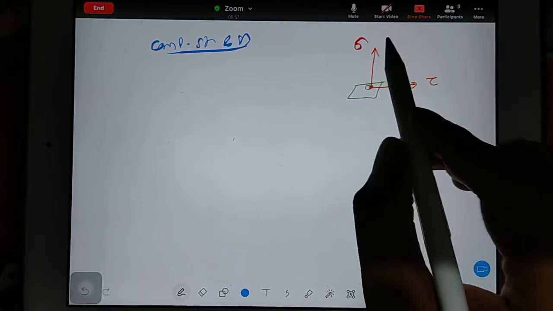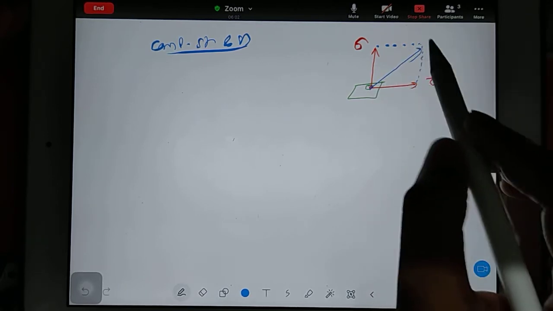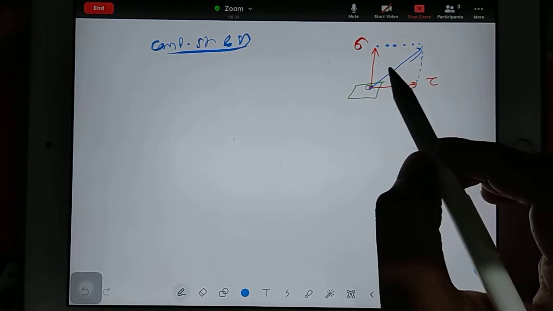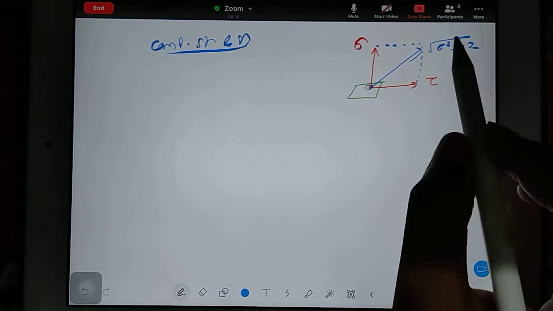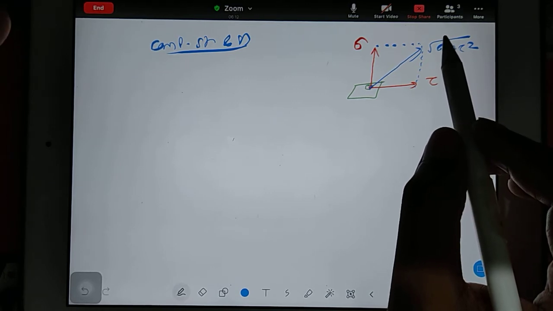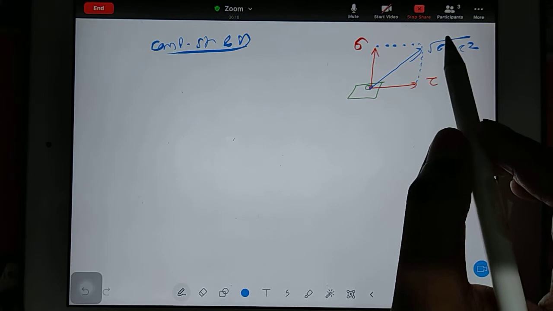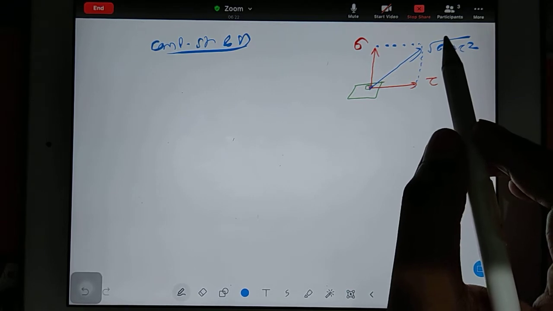So resultant stress you can calculate by using the parallelogram method like this. This is nothing but the square root of sigma squared plus tau squared. It is the easiest one. And now we'll see, suppose you have any body which is loaded with several types of stresses, then how are we going to find out the resultant stress on any plane?